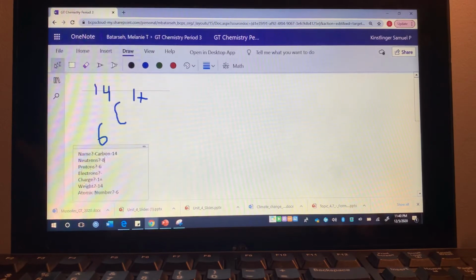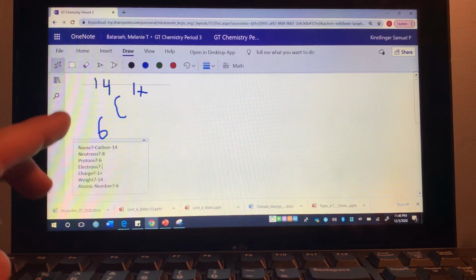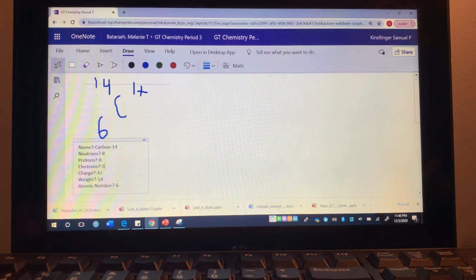And how many electrons are there? Now we see it's a 1 plus charge. And the charge is protons minus electrons. And we have 6 protons. So 6 protons minus how many electrons is 1? It's going to be 5. 6 minus 5 is 1, meaning there are 5 electrons.